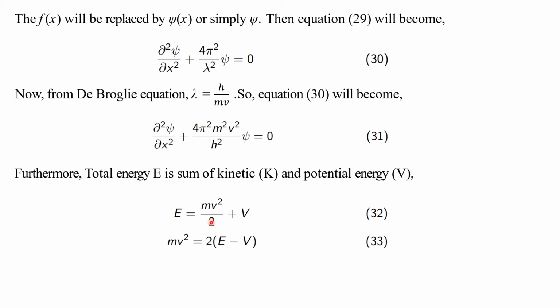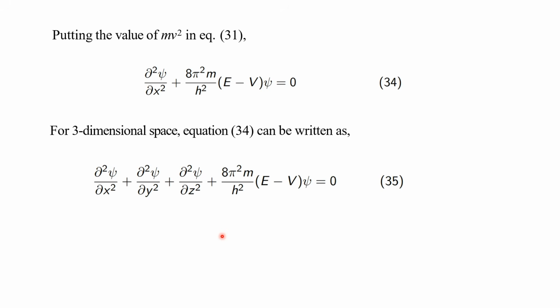So E is half mv square plus v. So mv square we get 2 times E minus v. If we substitute this here, we get del 2 psi by del x square plus 8 pi square m by h square times E minus v times psi gives 0.